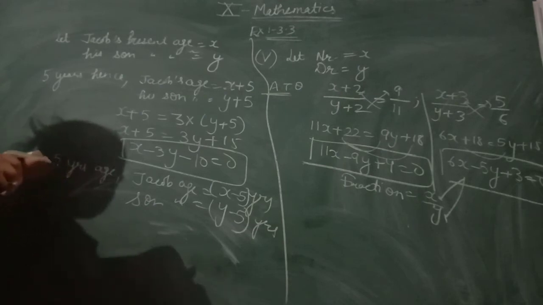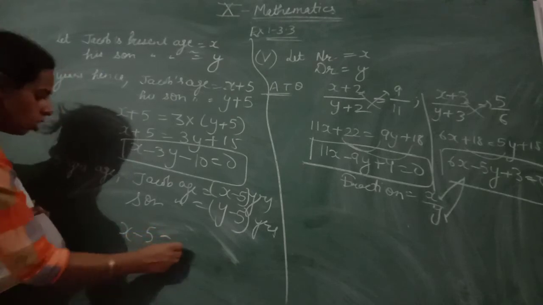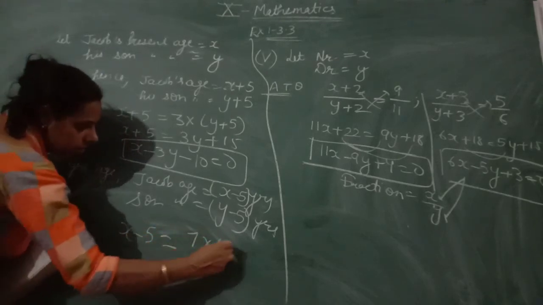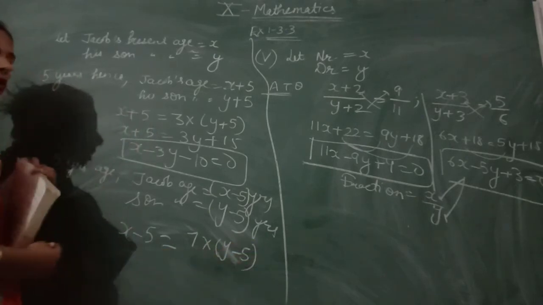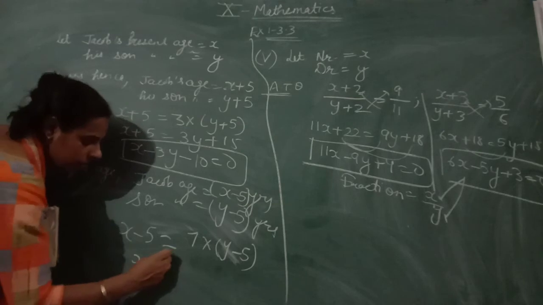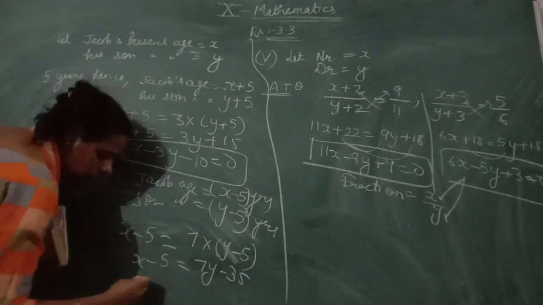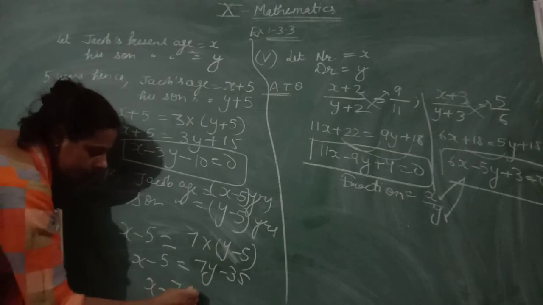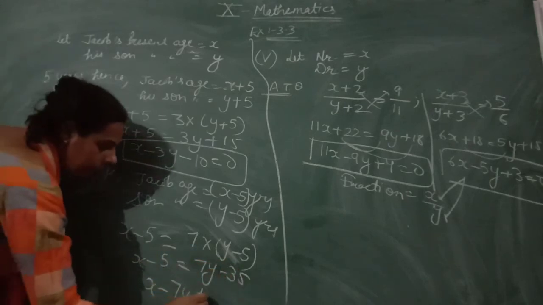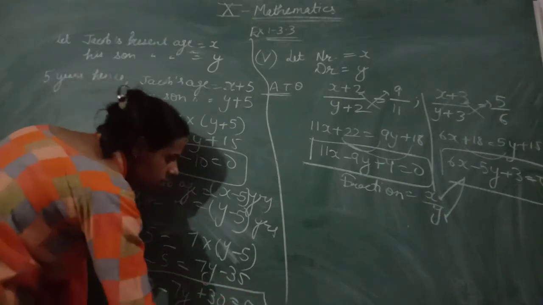Now the statement is that Jacob was 7 times the son's age. On solving this, you will get the other equation. So x minus 5 is equal to 7y minus 35. Taking on one side, you will have x minus 7y minus 5 plus 35, so you will have plus 30. Nothing is on the right hand side, so equal to 0.